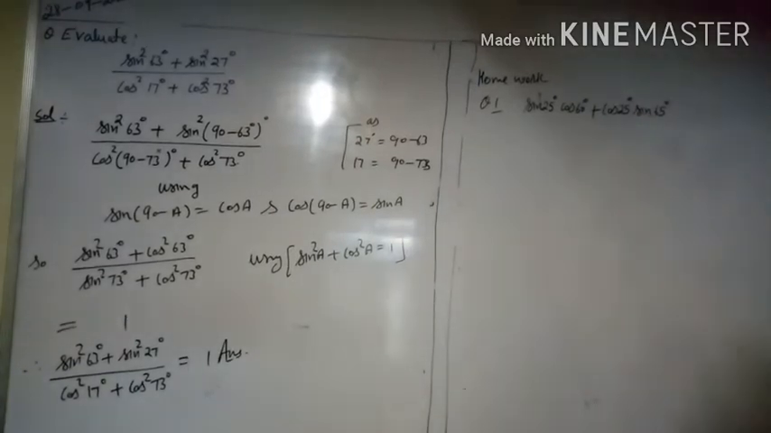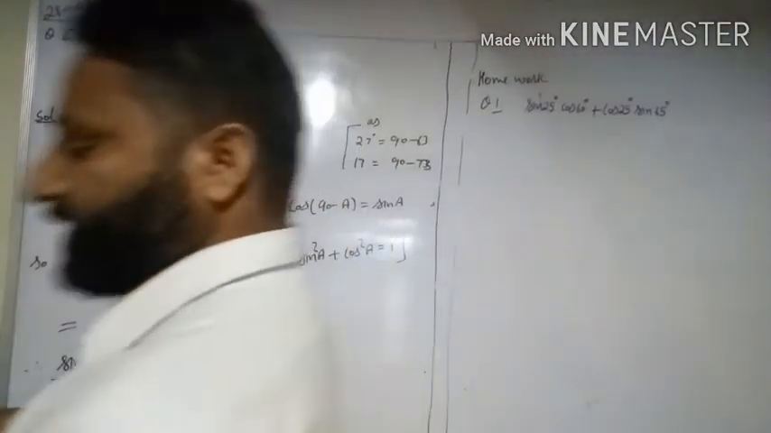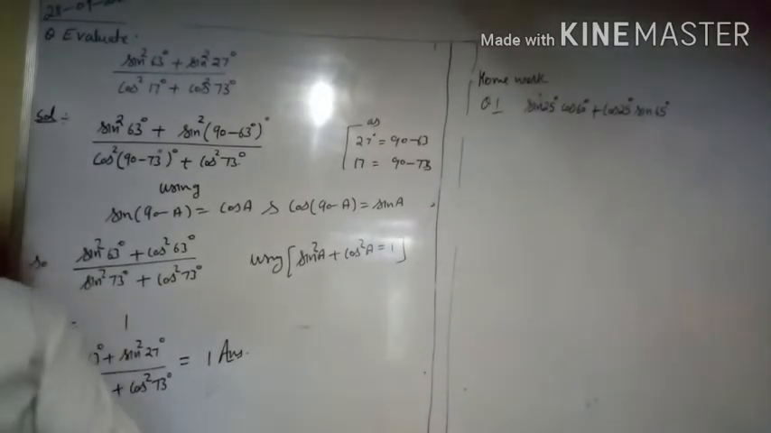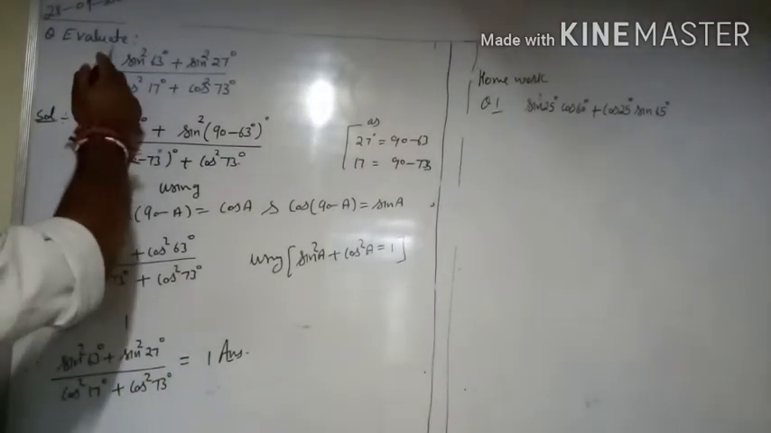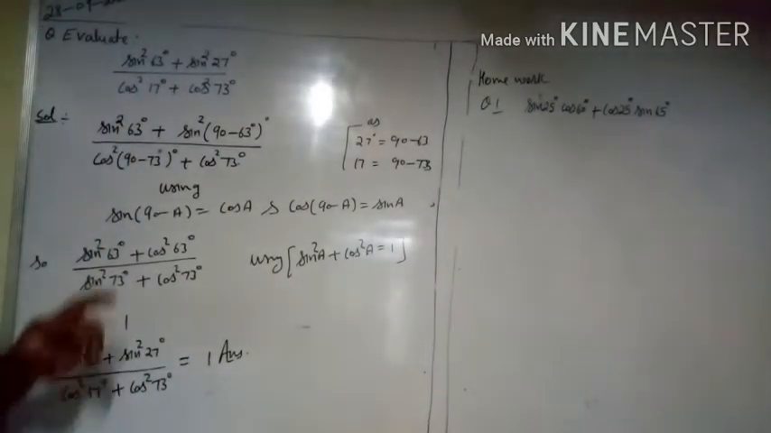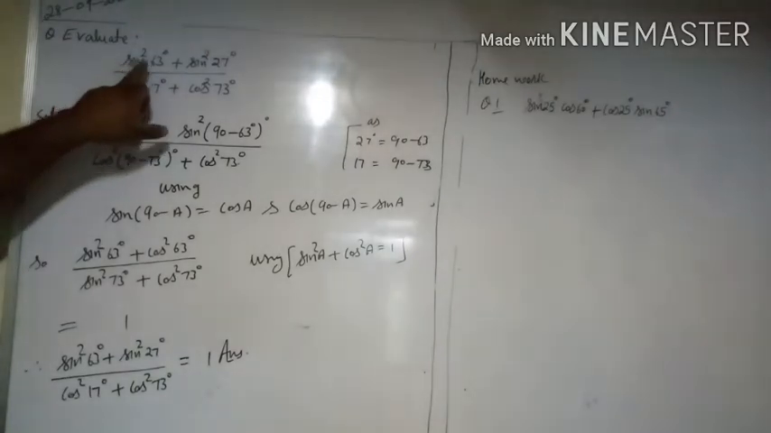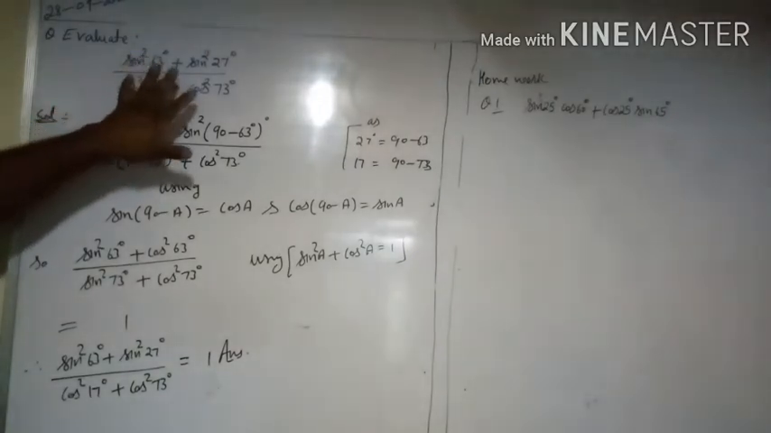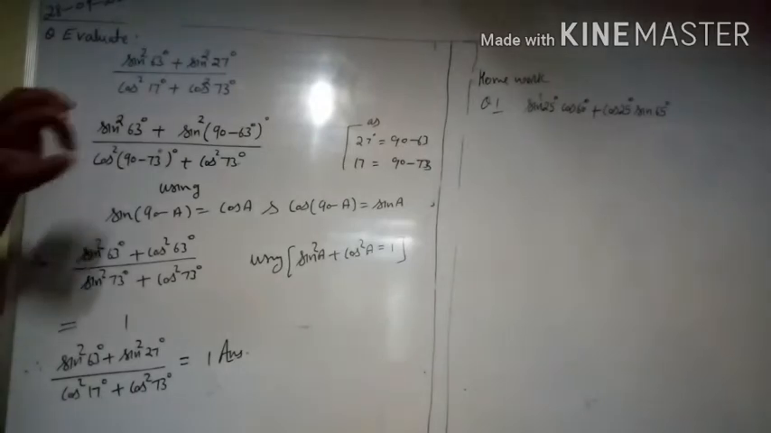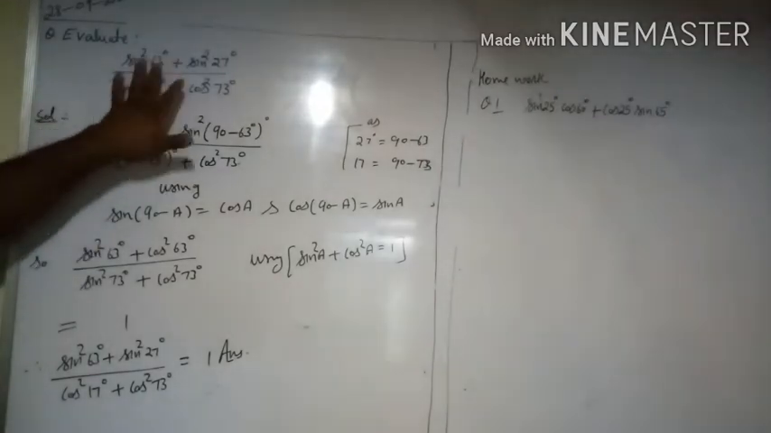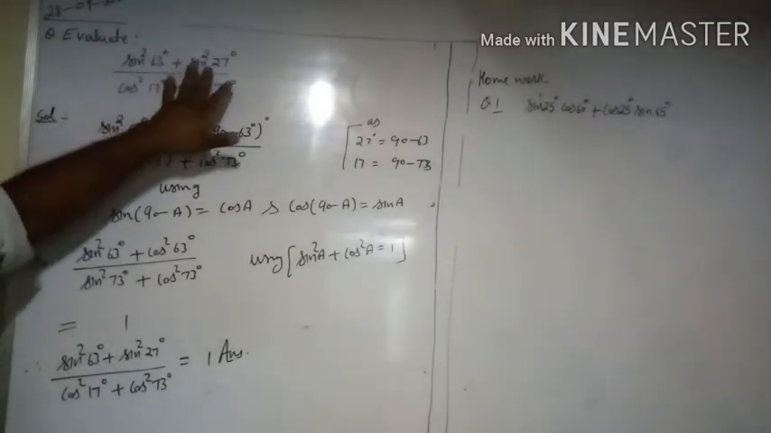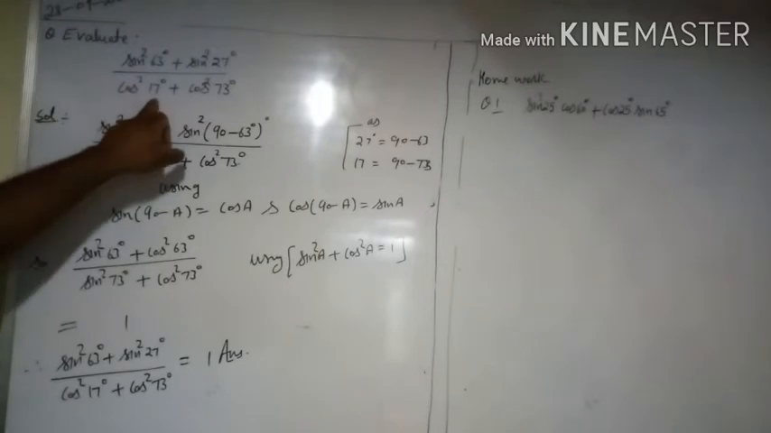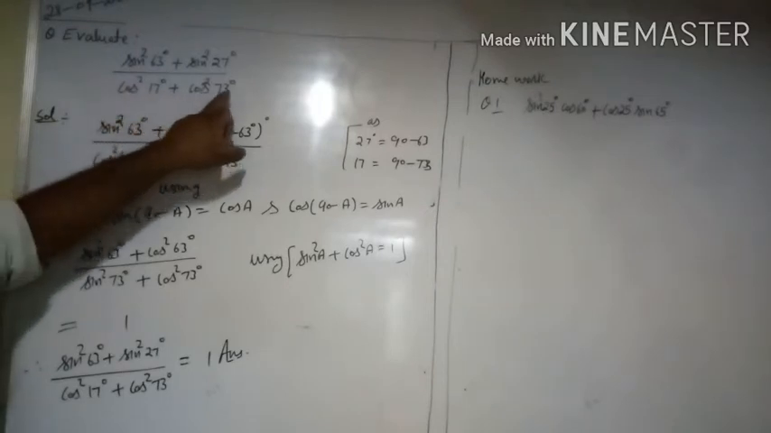As we know, the questions are from the last exercise of trigonometry that we are doing. In this exercise, this is the one question. Here we have to evaluate this value. Evaluate means we have to find the value. The question is: sine square 63 degree plus sine square 27 degree upon cos square 17 degree plus cos square 73 degree.